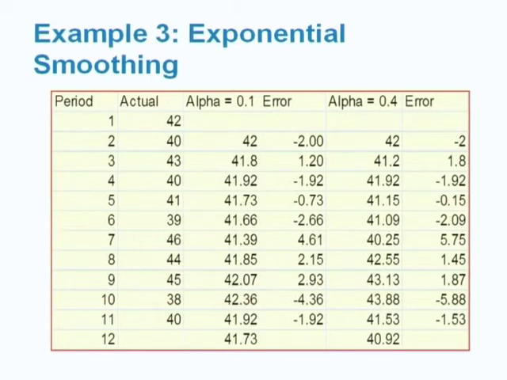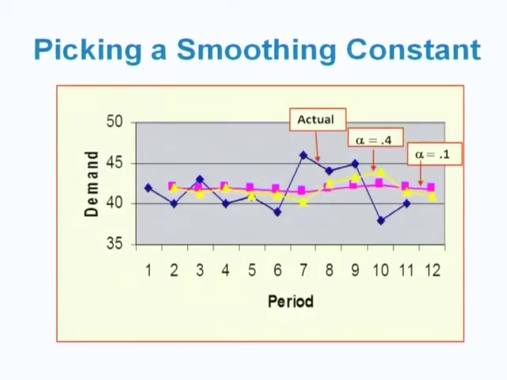Use an alpha of 0.1, and likewise for 0.4, the procedure looks the same, but you have to change the alpha. This is the outcome for the column of F t for alpha equal to 0.4. For picking the smoothing constant, you have to know that for alpha 0.4 and 0.1, in plotting period against demand, you have to choose the one that corresponds best to the actual.